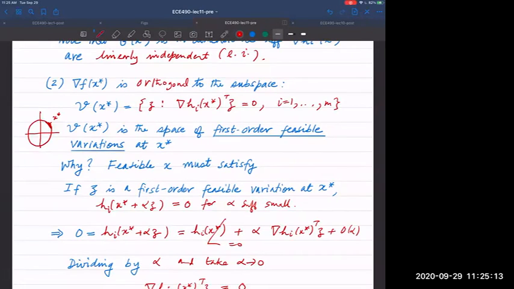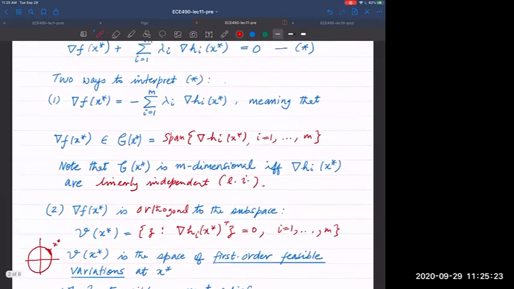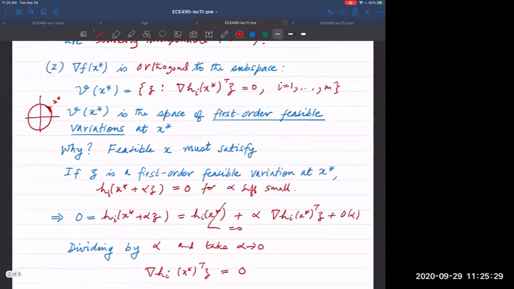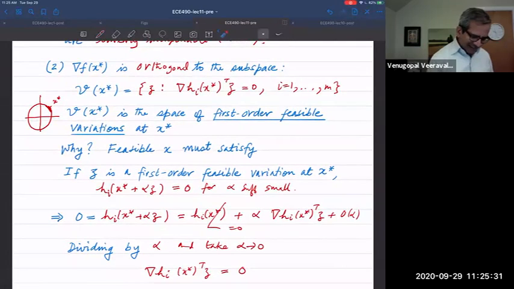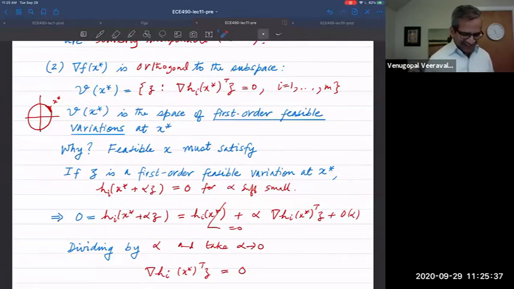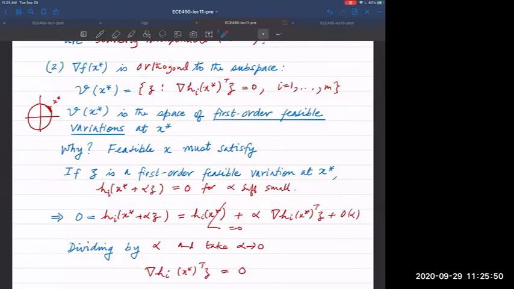Excuse me. Did we skip a line of notes next to the Y? Is there supposed to be something in that blank? Which Y? Right in the middle of the screen. The question why. Yeah, I'm answering that question. Oh, so that whole thing below it must satisfy the answer to that question. Why is V of X star considered to be the space of first order feasible variations? This is why. Okay, thank you.